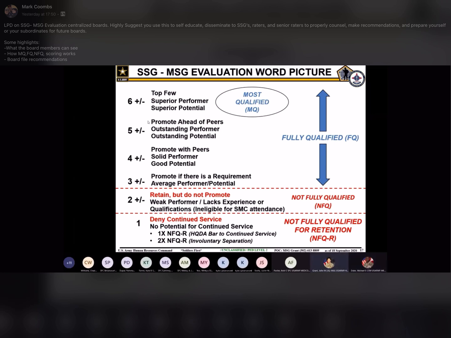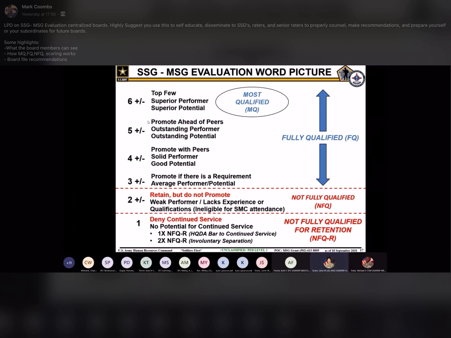Roger. Okay. So back to the word picture. A 3 or higher is good nowadays because that means you are fully qualified to be promoted if there's a requirement. It doesn't mean everyone who gets a 3 or higher gets promoted. It just means you're eligible to be promoted.